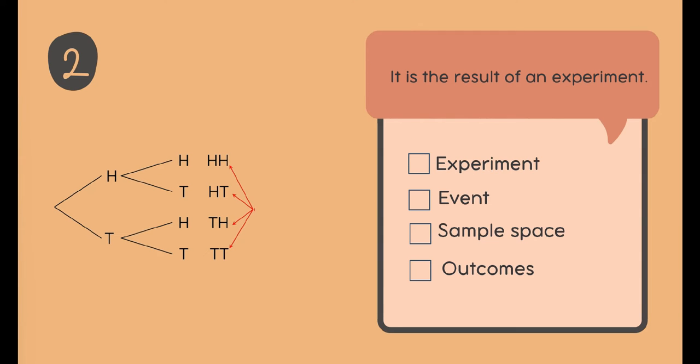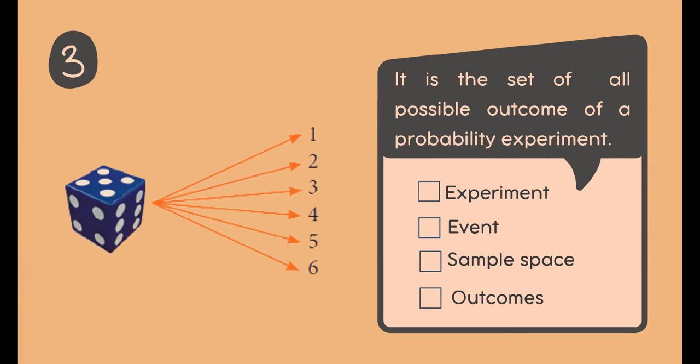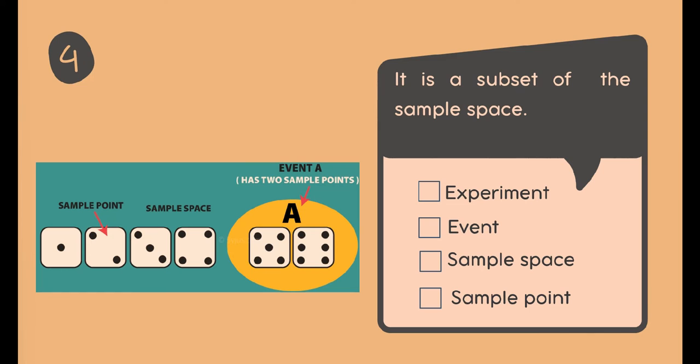Now, what do we call the result of an experiment? Very good. The result of an experiment is the outcome of the experiment. Now, what do we call the set of all possible outcomes of a probability experiment? Exactly. The set of possible outcomes is the sample space. Next, what do we call the subset of the sample space? Very good. The subset of the sample space is an event.